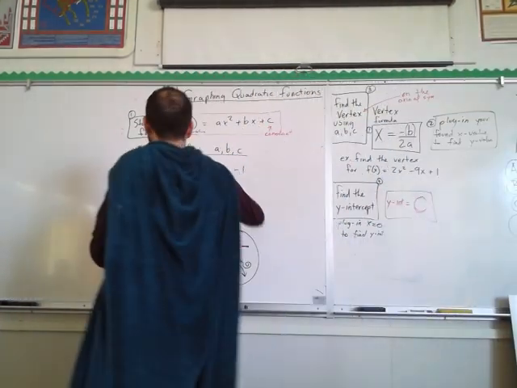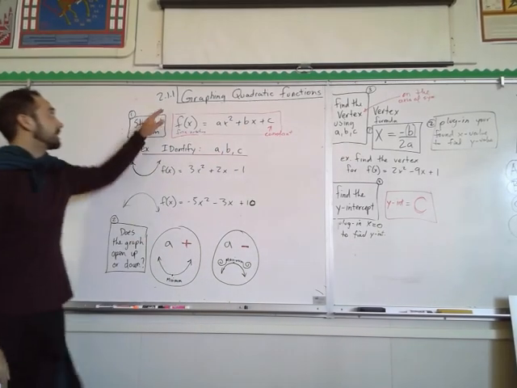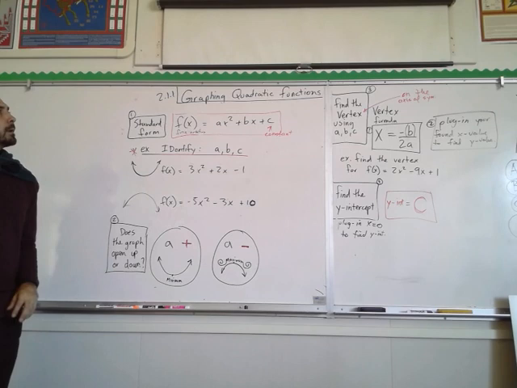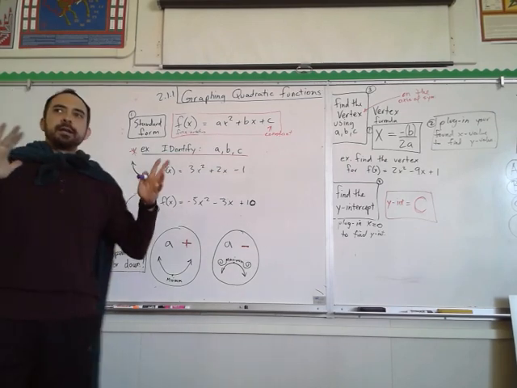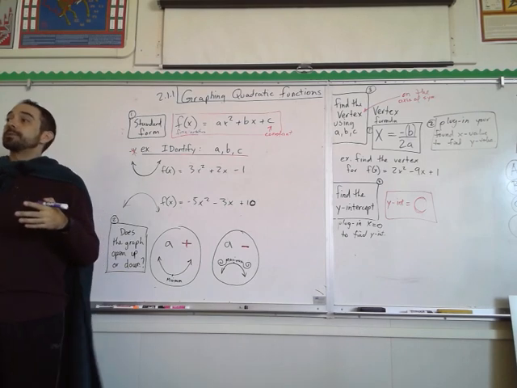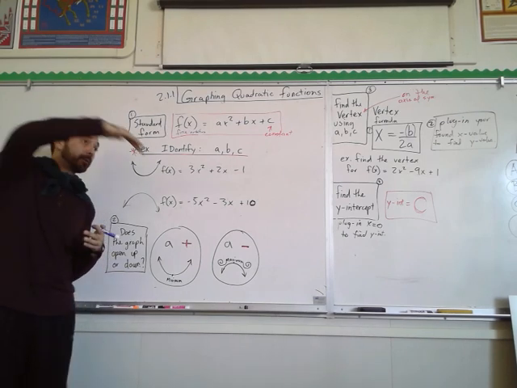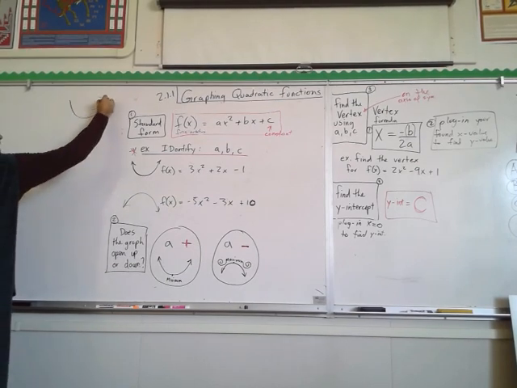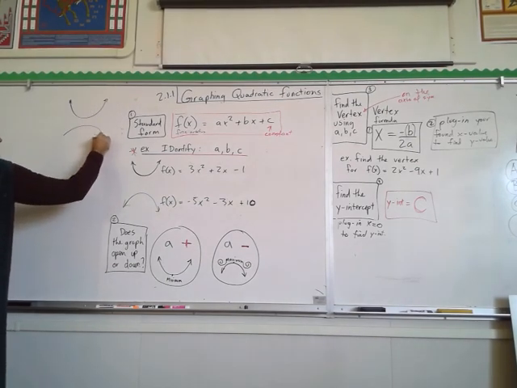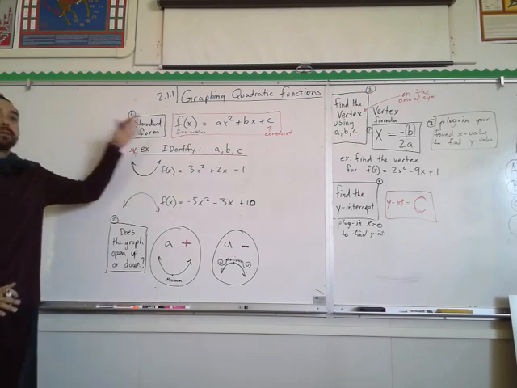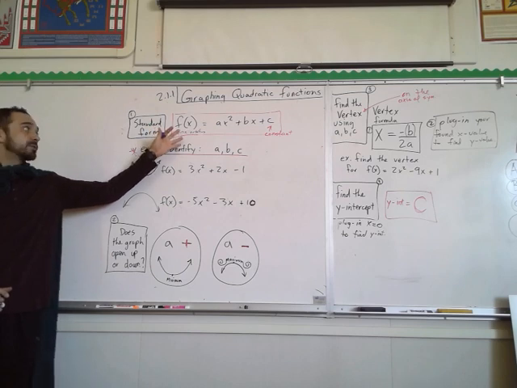Today's title is Graphing Quadratic Functions. The little code in the book is 2.1.1. Yesterday we had some examples of the paths of an object being thrown, and they go in a parabola. Parabolas, remember, can be facing up or facing down. Today we're going to look at the standard form of the equation for a parabola.